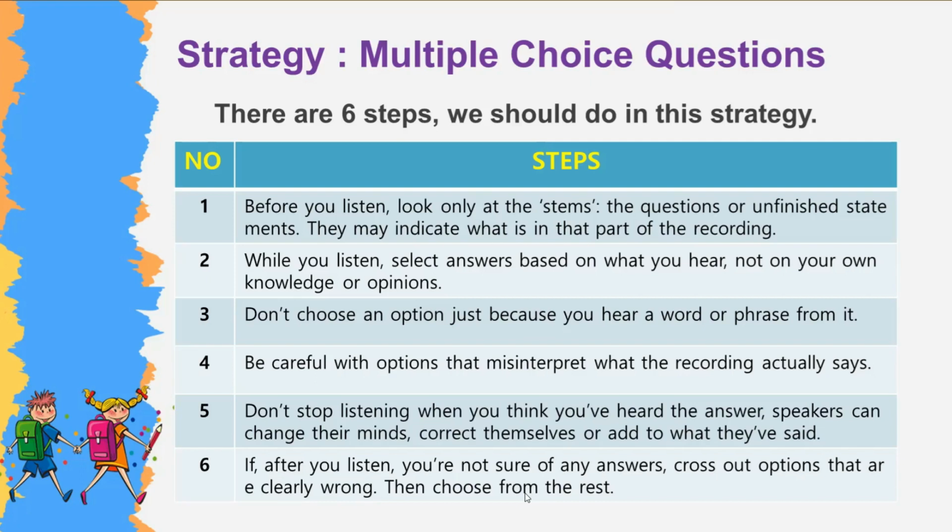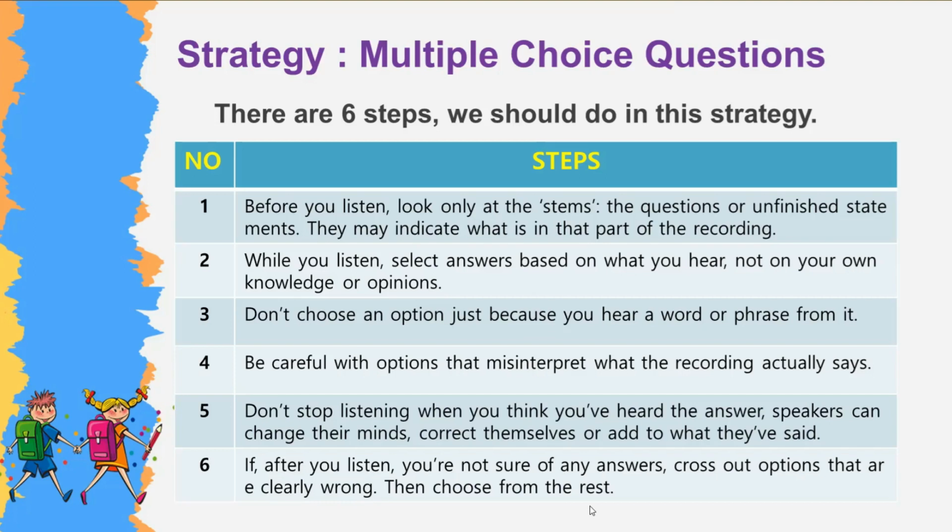And the last step, if after you listen, you are not sure of any answers, cross out options that are clearly wrong, then choose from the rest. Okay, so you have to choose. Don't leave it blank. Don't try to leave the choice, but you have to choose. Okay, you have to guess and try to cross out options that are clearly wrong. Yeah, it needs you to guess.